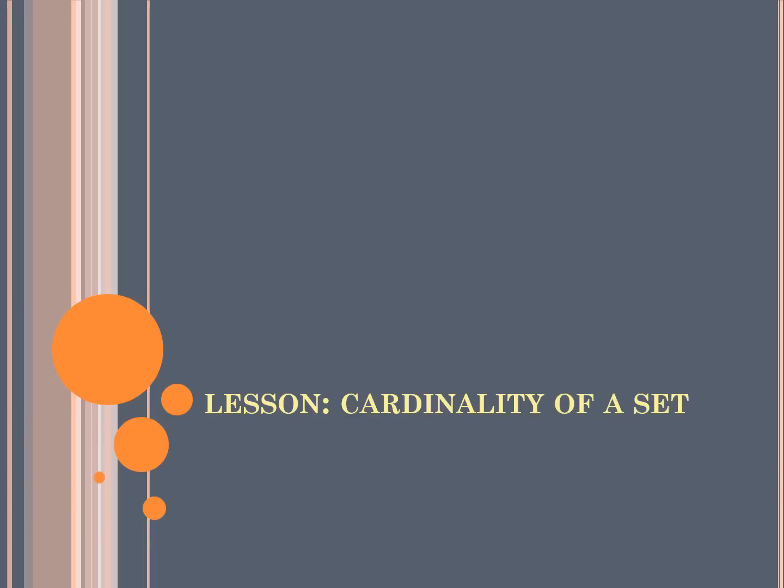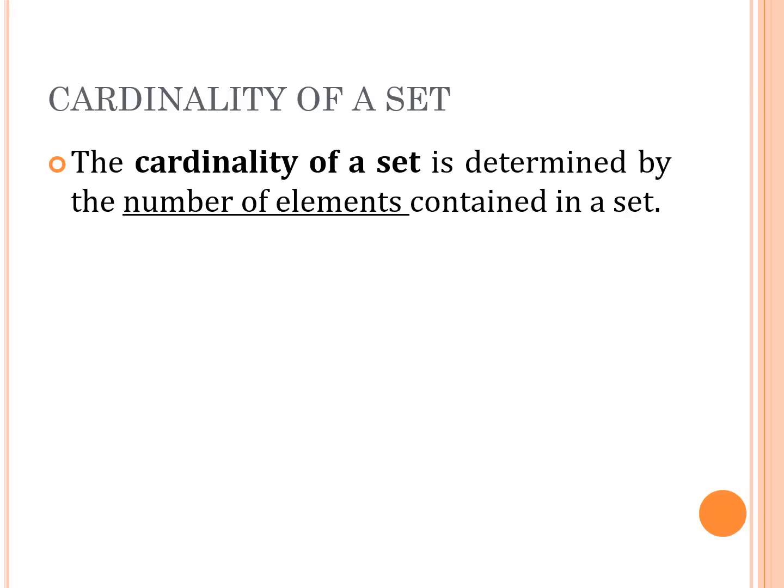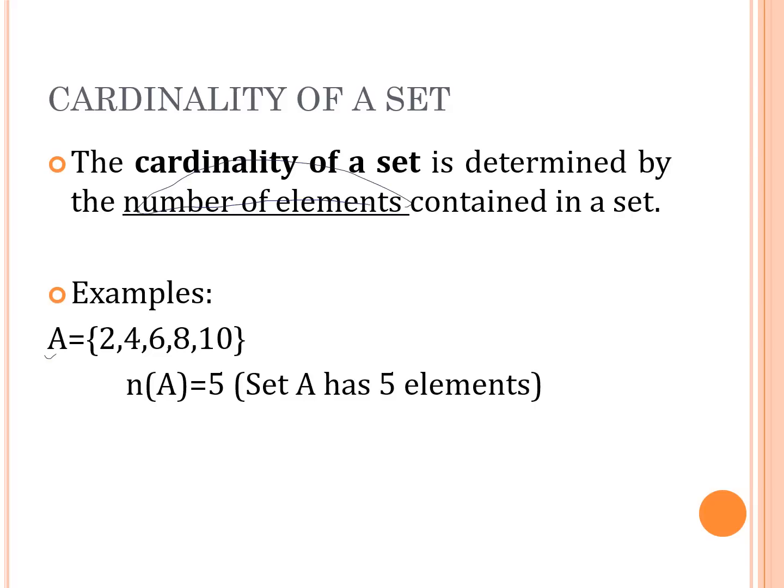The next part of the lesson is on cardinality of a set. This is very easy. Cardinality of a set is determined by the number of elements contained in a set. We simply count the number of elements in a set. For example, we have here set A with elements 2, 4, 6, 8, and 10. We are just going to count how many elements it has, and that is the answer, or that is the cardinality. To denote cardinality, we put small letter n and then the set enclosed by a parenthesis. After that, we count the number of elements.